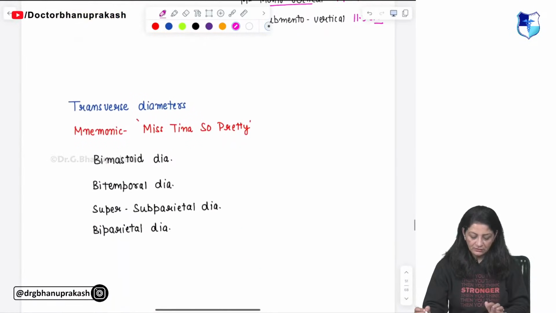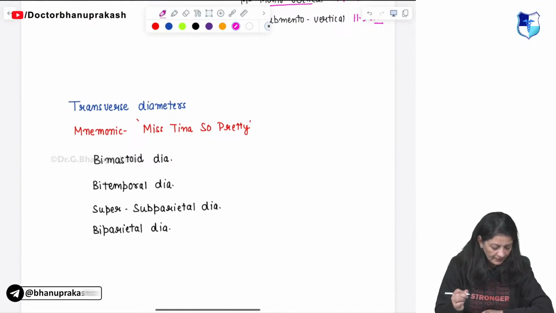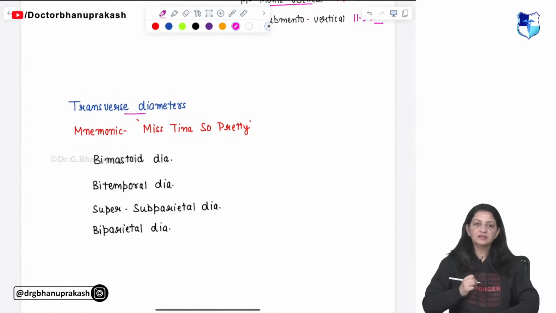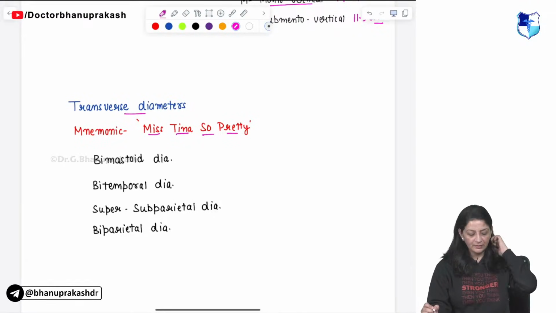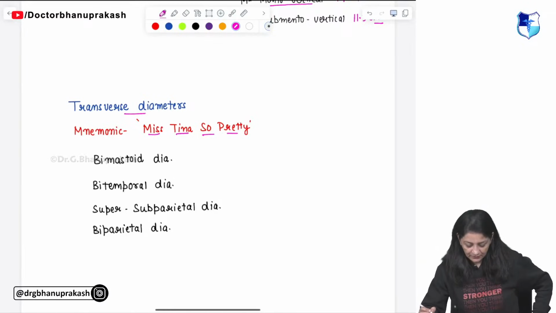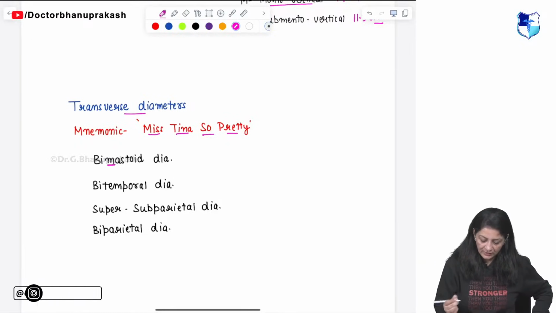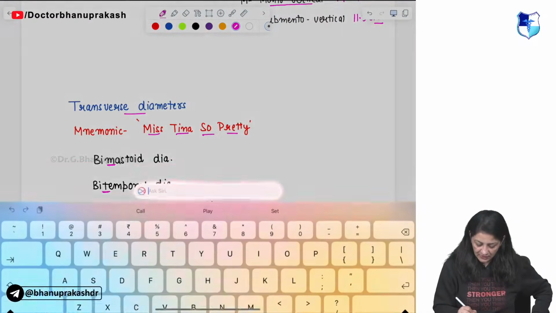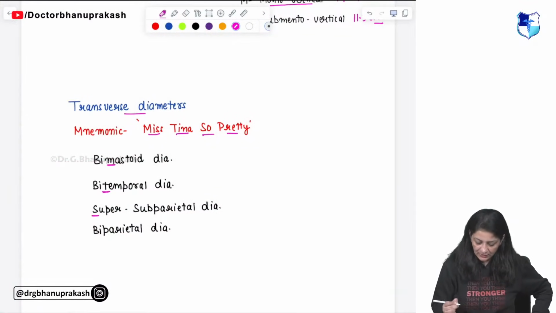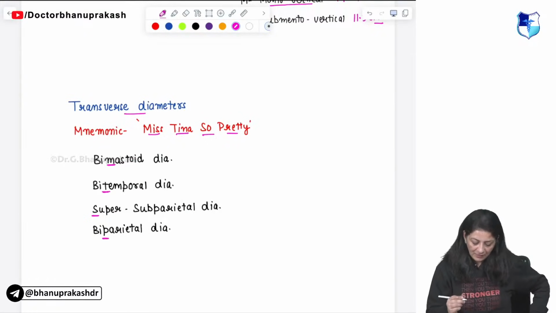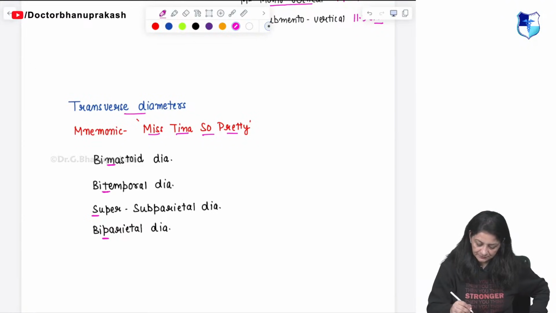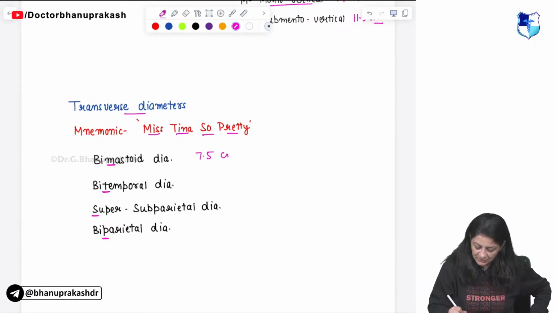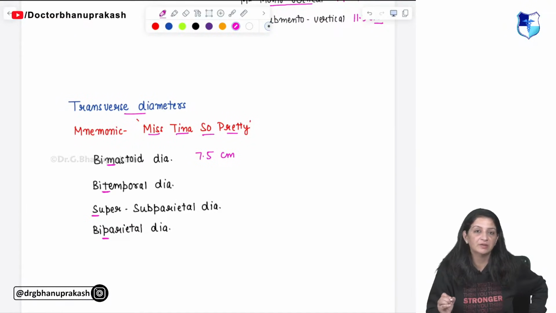So now, the transverse diameters of the fetal skull. Just remember the mnemonic, Miss Tina, so pretty. M stands for mastoid, T for temporal, S for subparietal, and B for parietal. The bimastoid diameter is around 7.5 centimeters. This is the smallest diameter of the fetal skull.